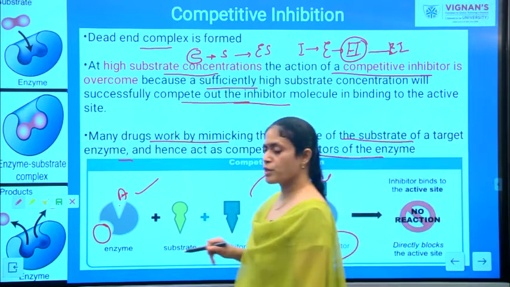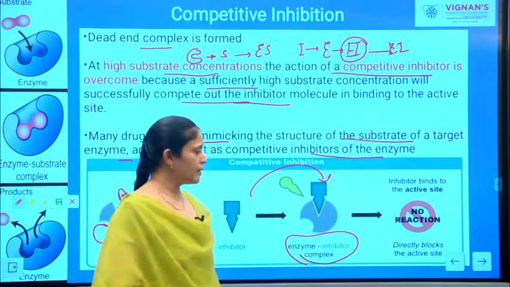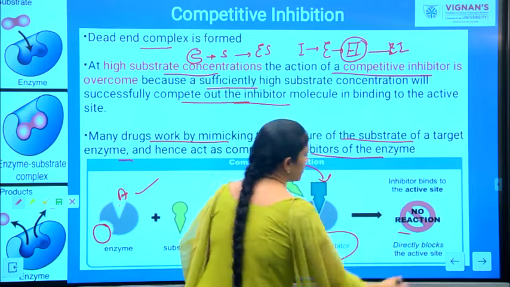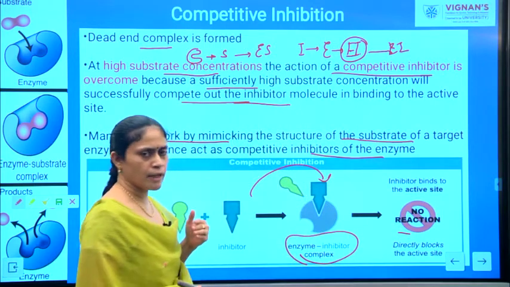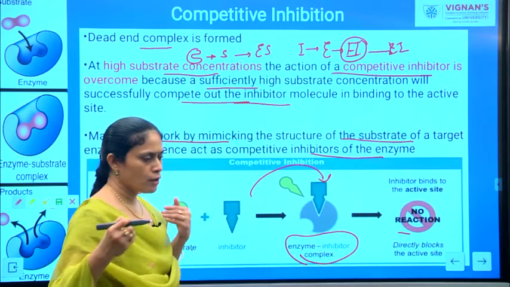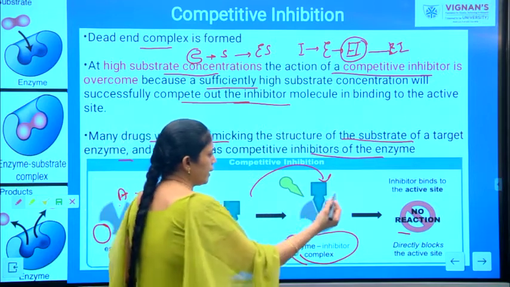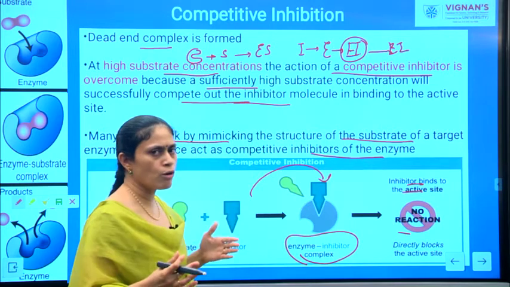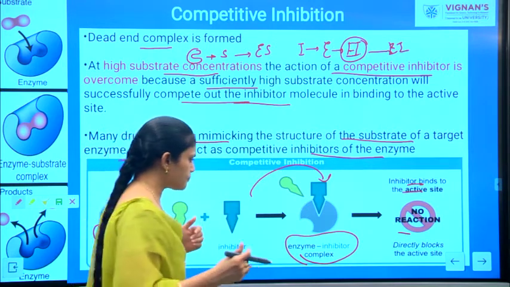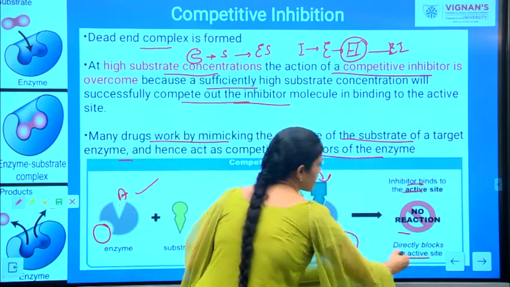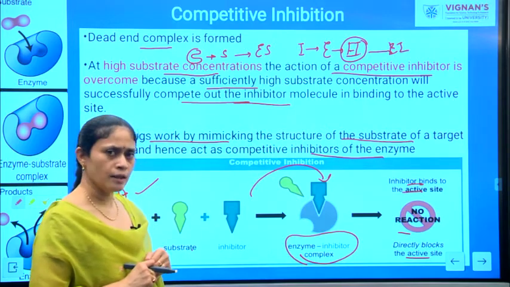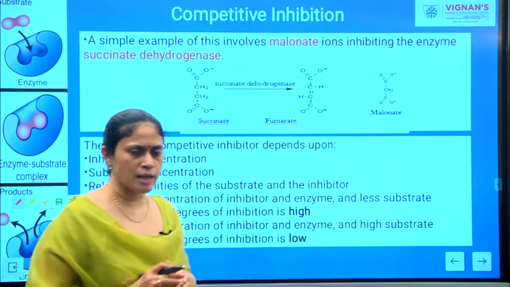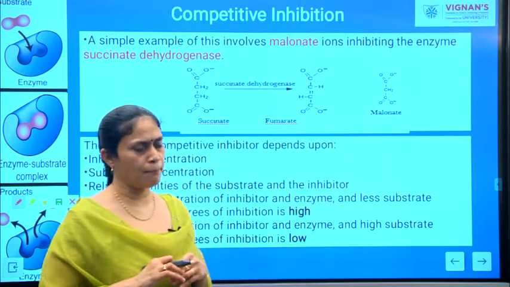in place of the enzyme substrate complex. And because of the formation of this enzyme inhibitor complex, you are going to get a dead end complex because you are not going to get any sort of product here. So the inhibitor binds with the active site of your enzyme and no more reaction is going to take place. This inhibitor is blocking the active site of the enzyme. I'll explain the concept with a suitable example.